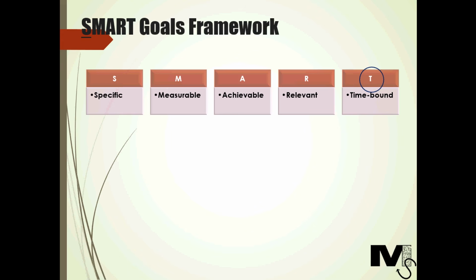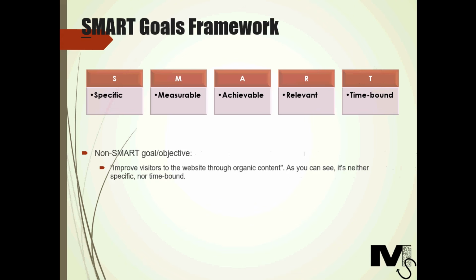Now, an example of a goal that's not SMART would be to improve visitors to the website through organic content. Now, as you can see here, this goal is neither specific nor time-bound. A SMART objective or goal would be to increase organic weekly visitors to existing blog posts by 12% by the end of this quarter. So it's quite obvious to see that the SMART goal that we've just set actually follows the SMART Goals framework.